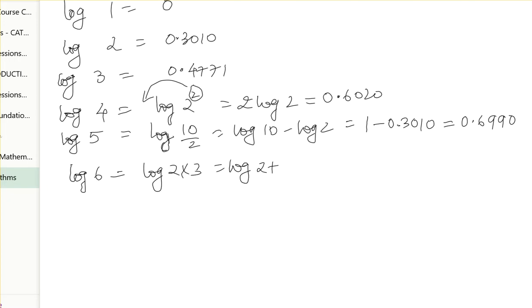Okay, log 6 I just evaluated a few minutes ago. Log 2 into 3, that is log 2 plus log 3. That becomes 0.7781. Log 7 cannot be evaluated this way.